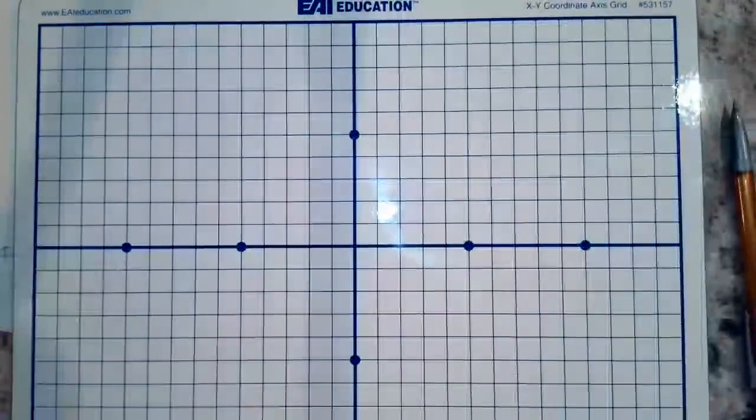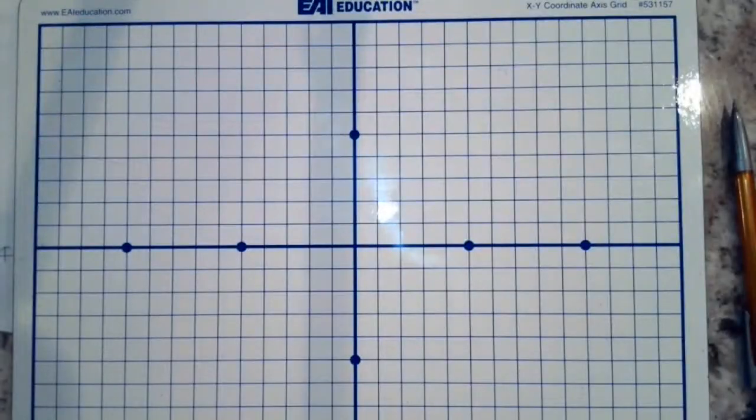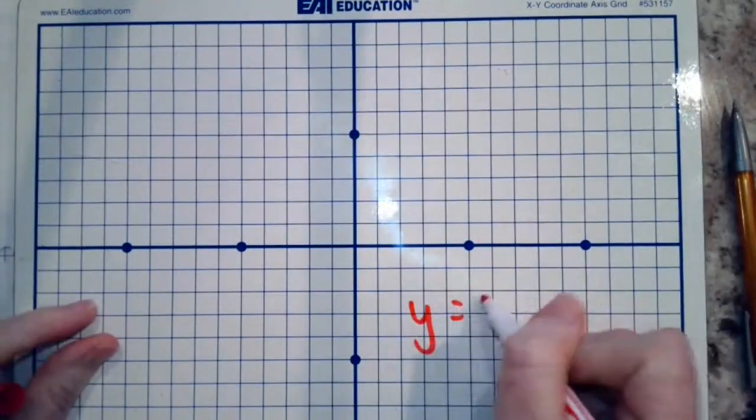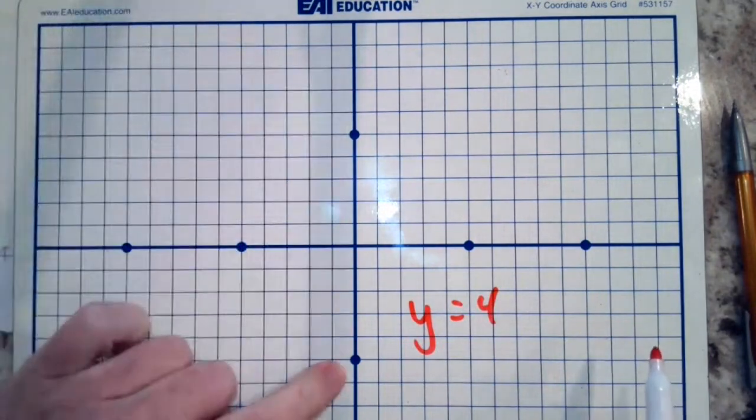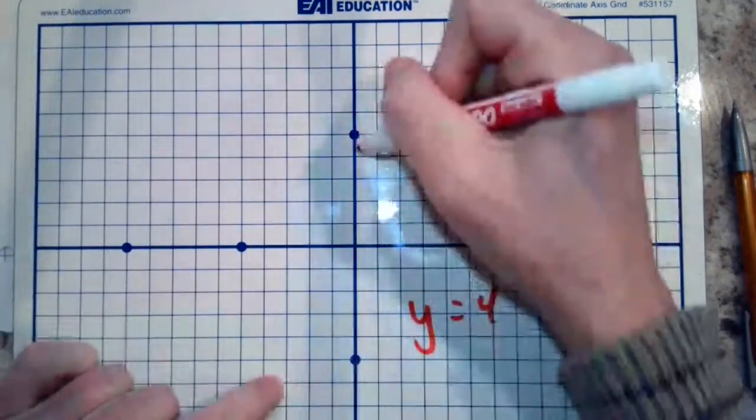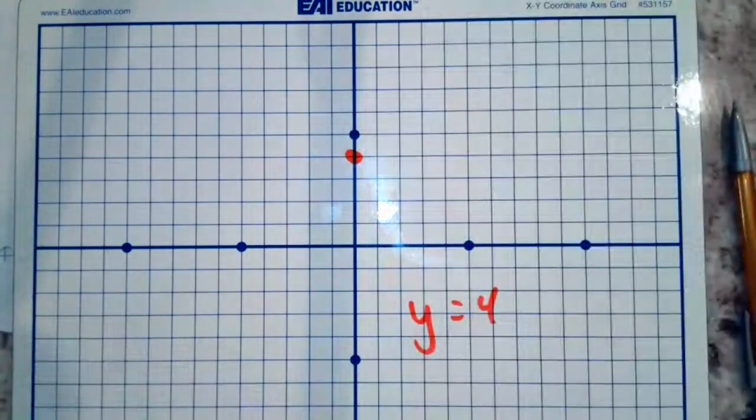Okay, the other line I wanted you to know how to graph is y equals 4. So let's look at y equals 4. Find on the y-axis where y is 4. Here's the y-axis, 1, 2, 3, 4, right there. That's y equals 4.